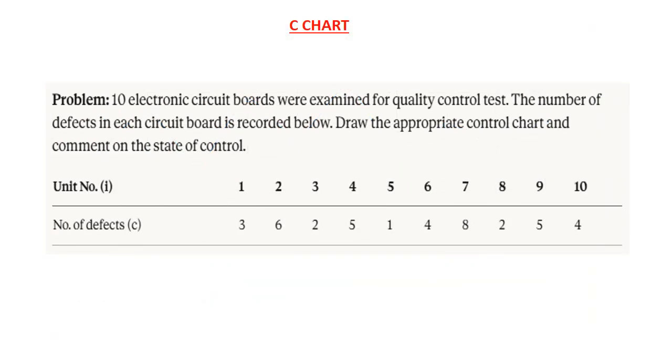So this is going to be the last type of our control chart, that is the C chart. So let us move on to the problem. 10 electronic circuit boards were examined for quality control test. The number of defects in each circuit board is recorded below. Draw the appropriate control chart and comment on the state of control.